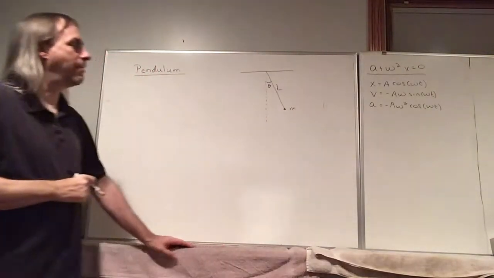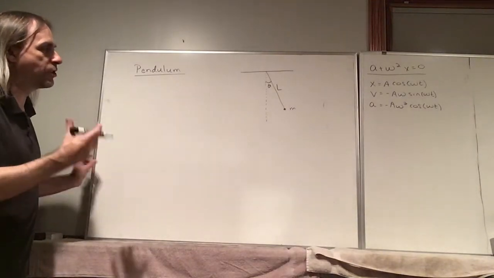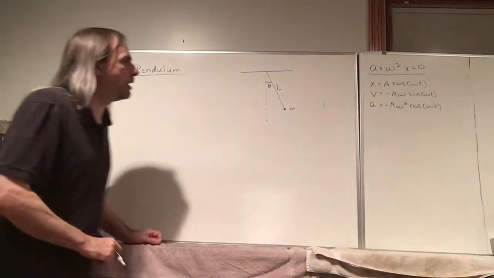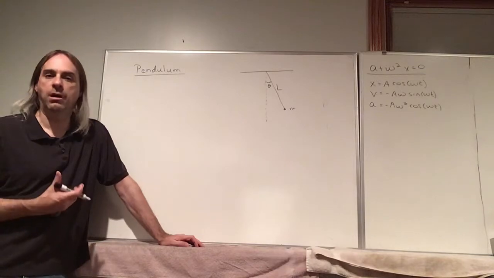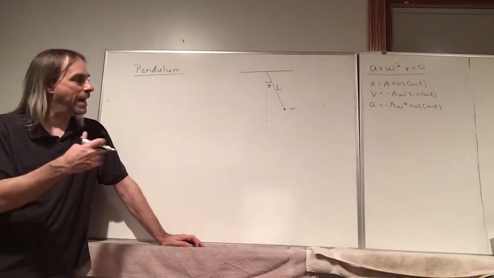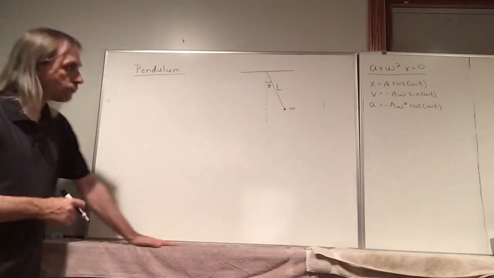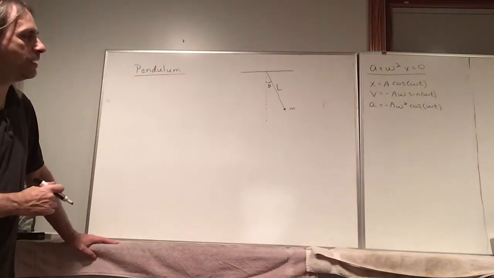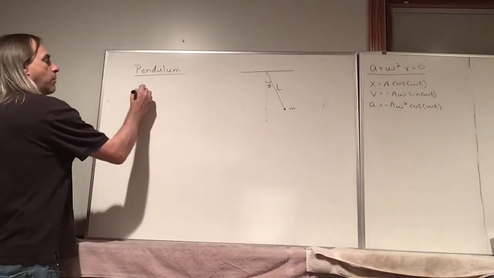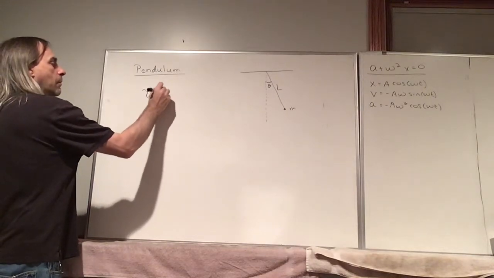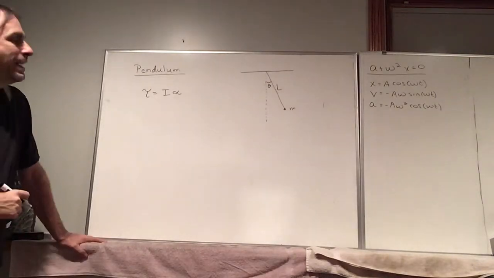Say the string has a length L, we hang a mass M from the end of it, and we want to describe this motion. So basically, what we want to find mainly is theta as a function of time. So we can describe the back and forth motion of it. Now, we're going to start with Newton's second law of motion in rotational form. So torque equals I alpha.